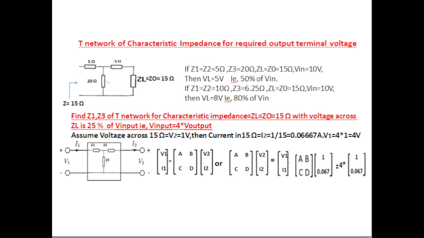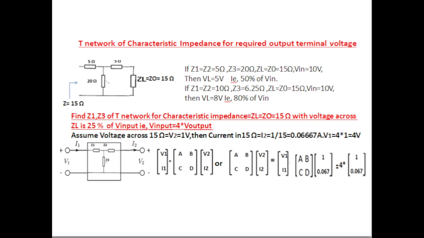T network of characteristic impedance, required output terminal voltages. Here, see the figure: 5 ohms and 20 ohms are connected as components of the T network. ZL is equal to Z0 is equal to 50 ohms. That is the load impedance and characteristic impedance. So we see the input impedance of the T network is equal to 15 ohms.